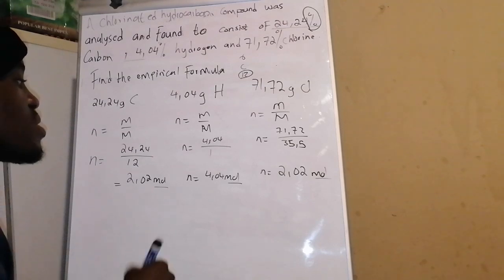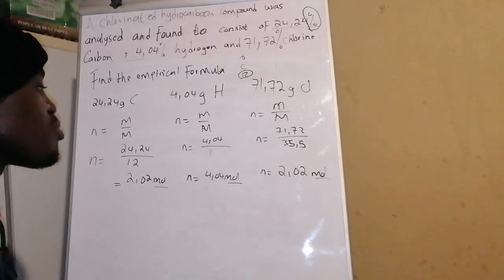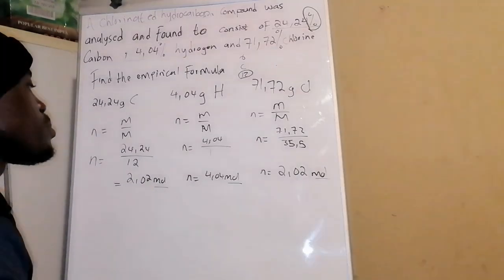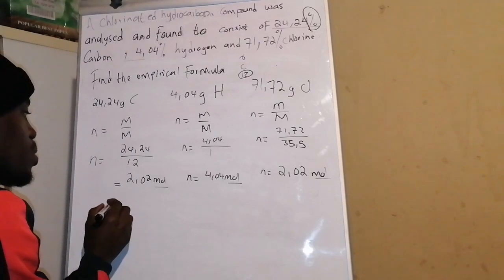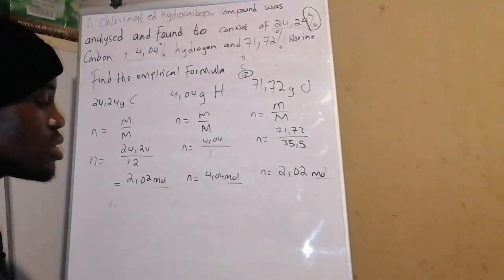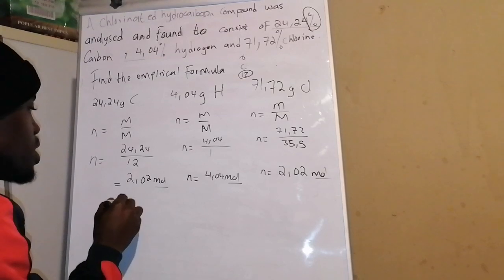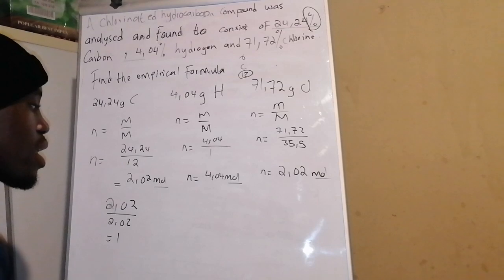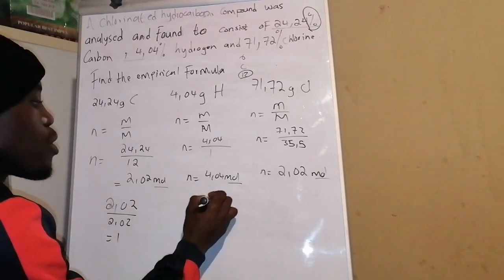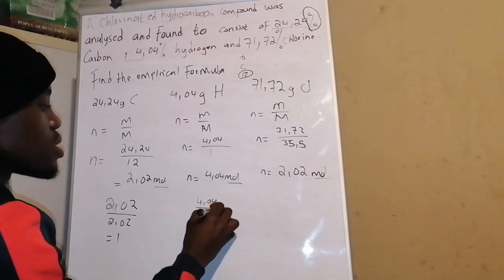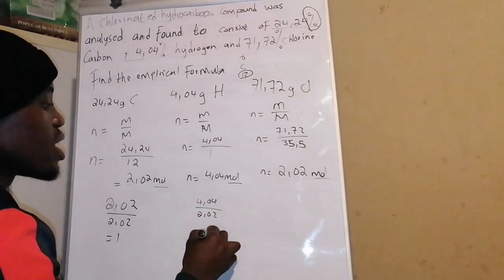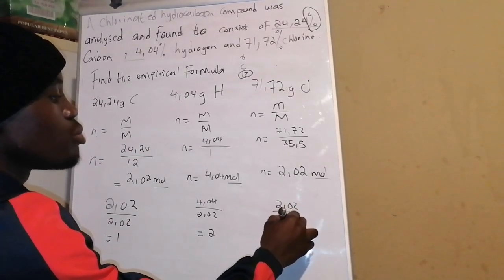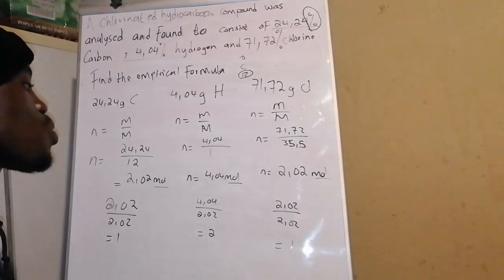Now 2.02 is the smallest number of moles. Now I take this number of moles, I divide the other number of moles by the smallest one. Now I say 2.02 divided by 2.02, I get 1. Now here 4.04 over 2.02, use your calculator, you will get 2. You come here, 2.02 divided by 2.02, you're getting 1.